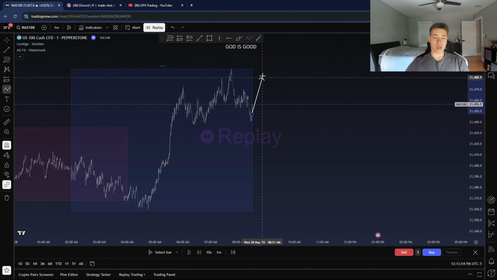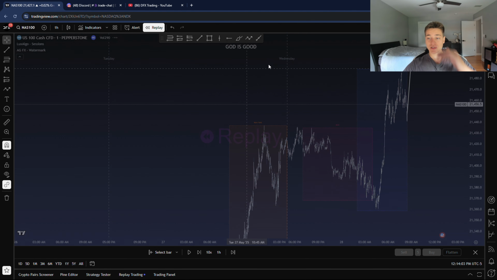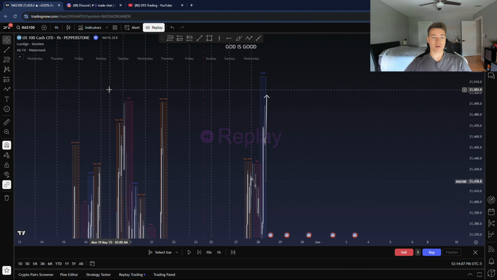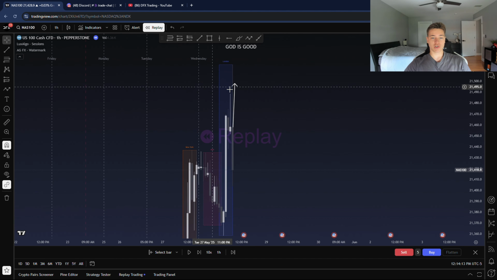So I want to see a sweep of London session highs, sweeping this high right here, and also sweeping any sort of previous liquidity that's sitting over there. You can see right here that we have previous week high and then another high right here, but you can see that we swept all of this during London session.